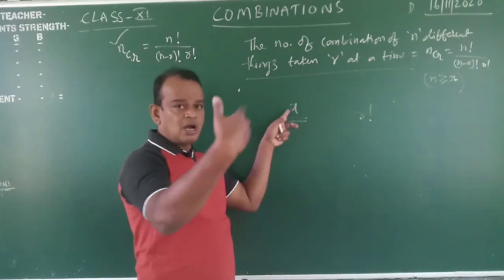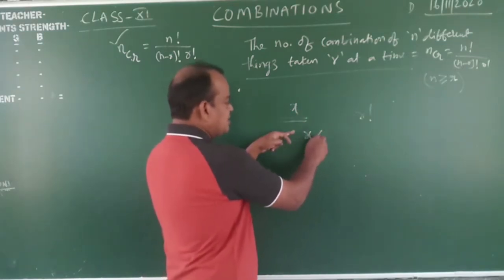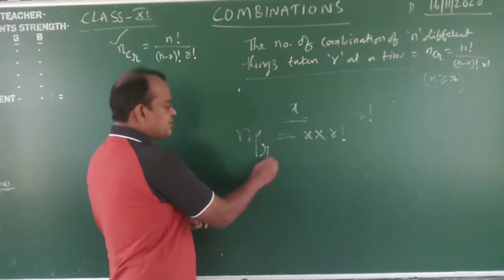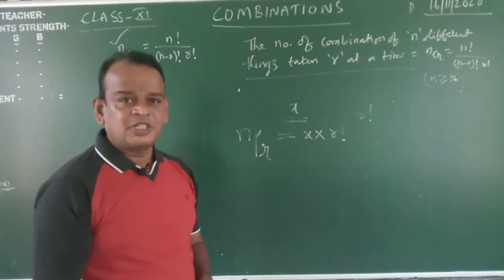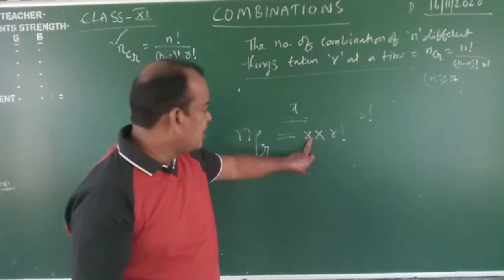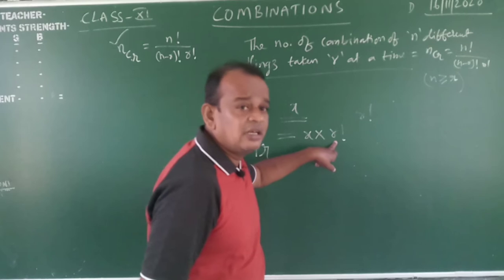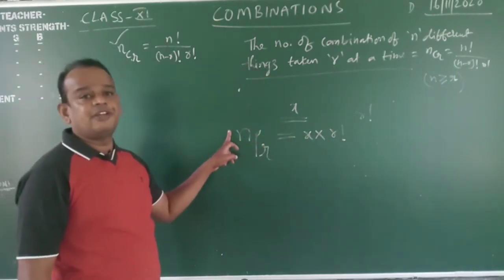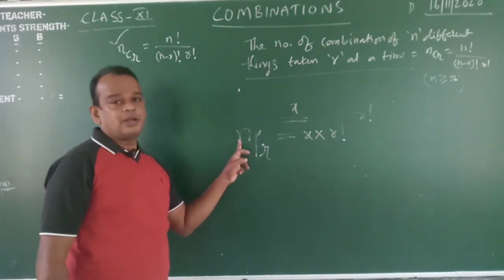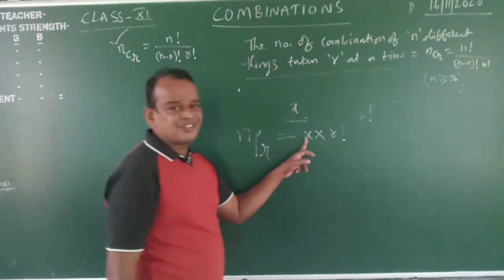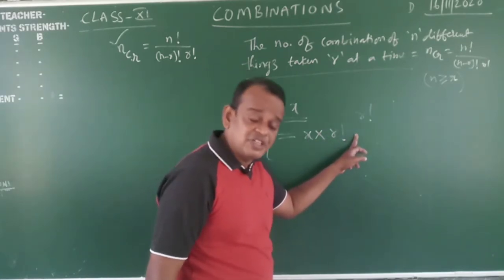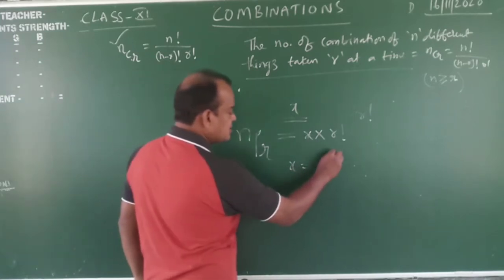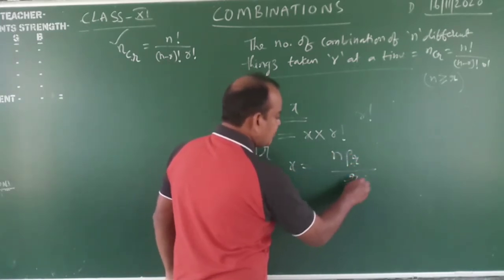How many? r elements. This is selection, this is arrangement, which is nothing but the permutation. Understood? This is combination, meaning selection. Again you select the r elements, and those r elements are arranged. Selection into arrangement is equal to the number of permutations of n different things taken r at a time, that is nPr. So nPr is equal to x into r factorial. From this, x is equal to nPr by r factorial.